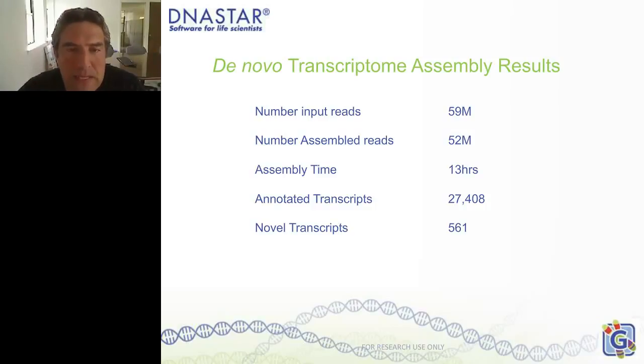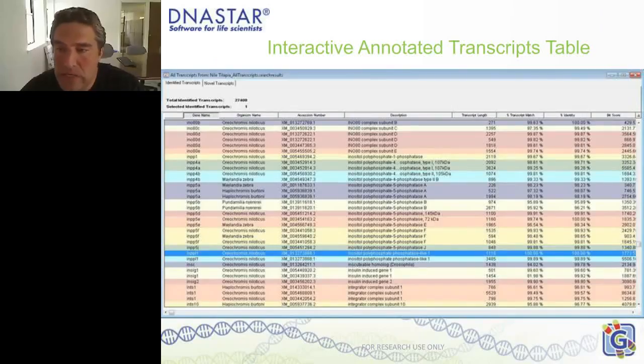You can see that there's an identified transcripts tab and a novel transcripts tab on this table. And there's a number of different columns. There's a gene name, an organism name, an accession number, a description that is retrieved, and then there are some metrics on how well my de novo transcript matched the database mRNA sequence. So I get the length of the transcript, the match here, and I like looking at the match.